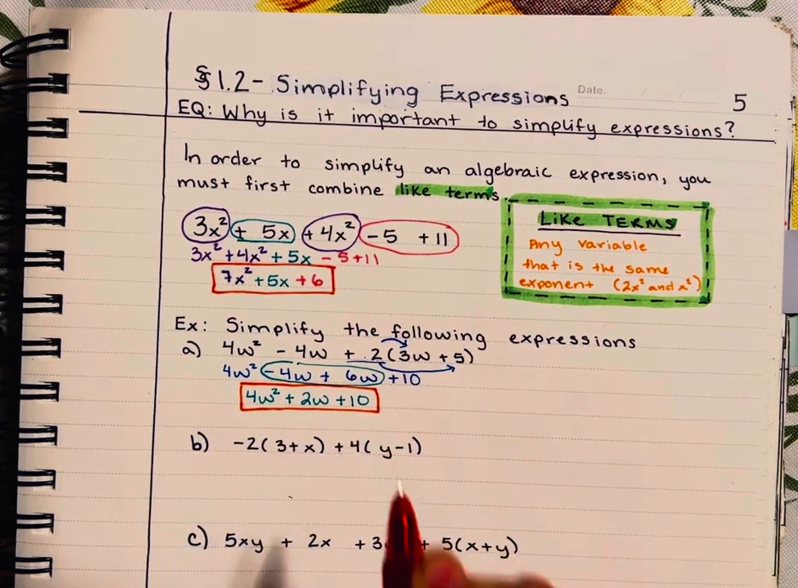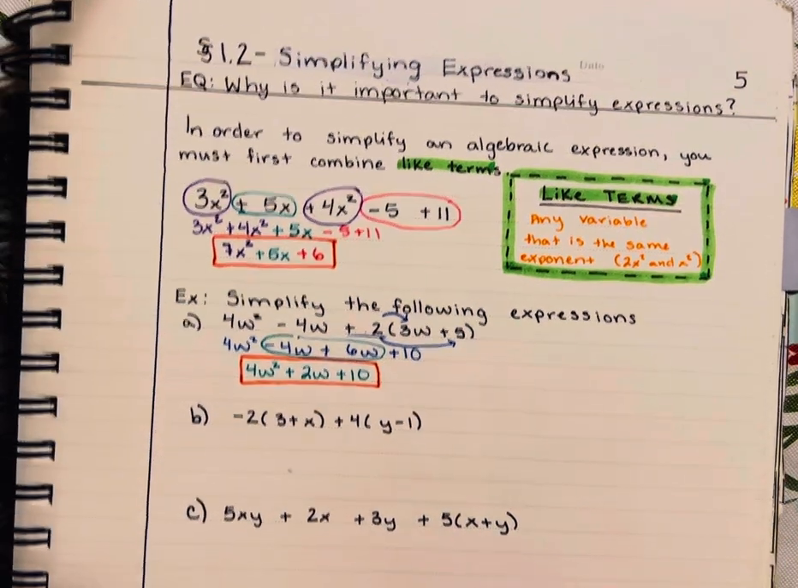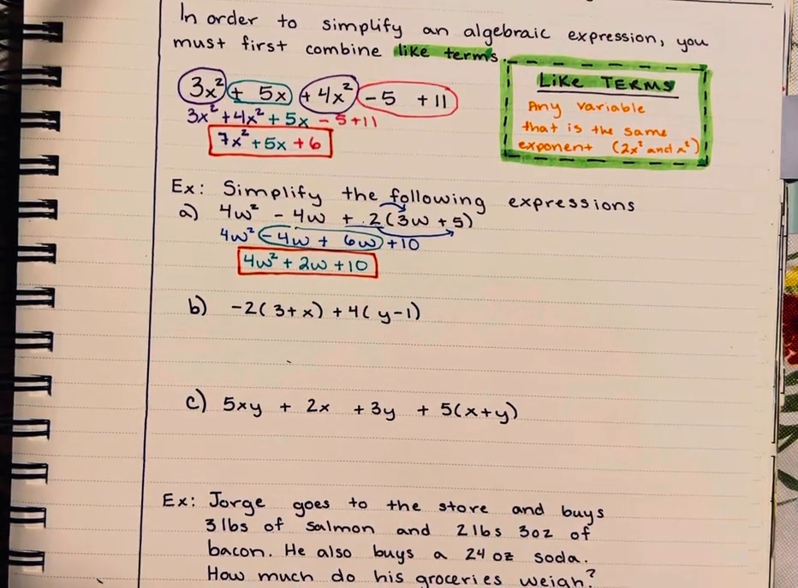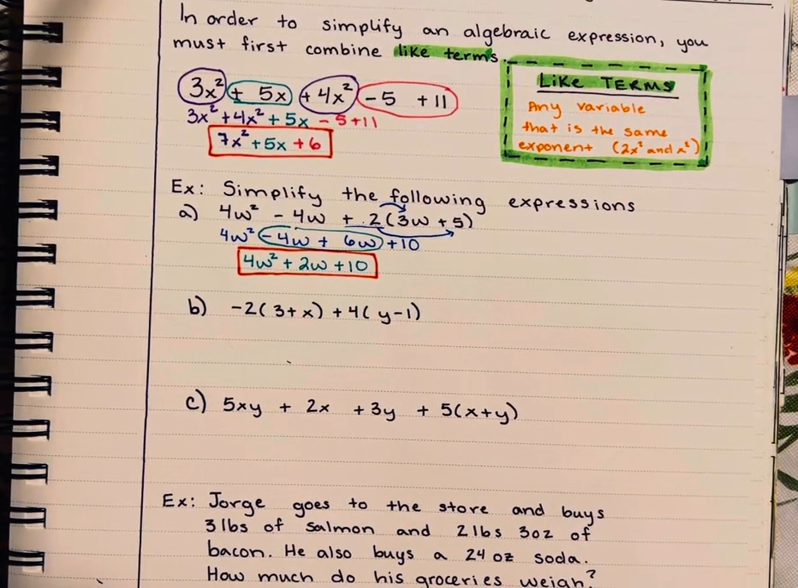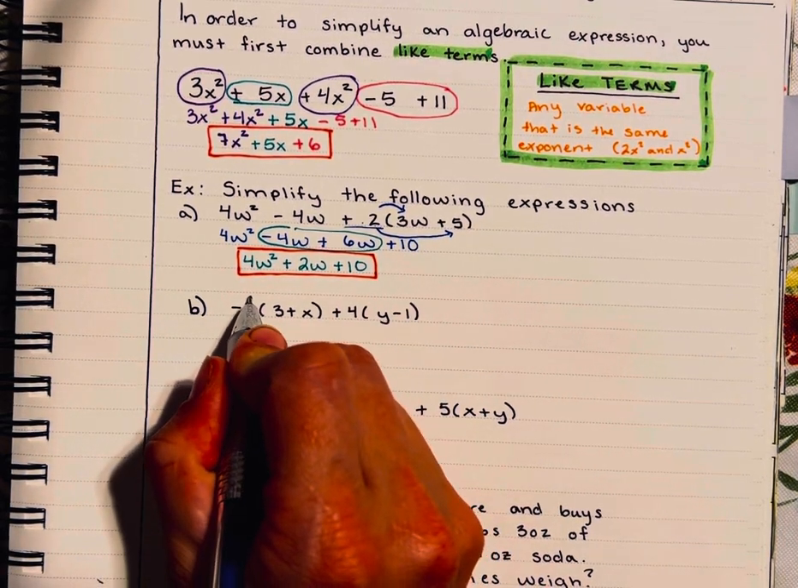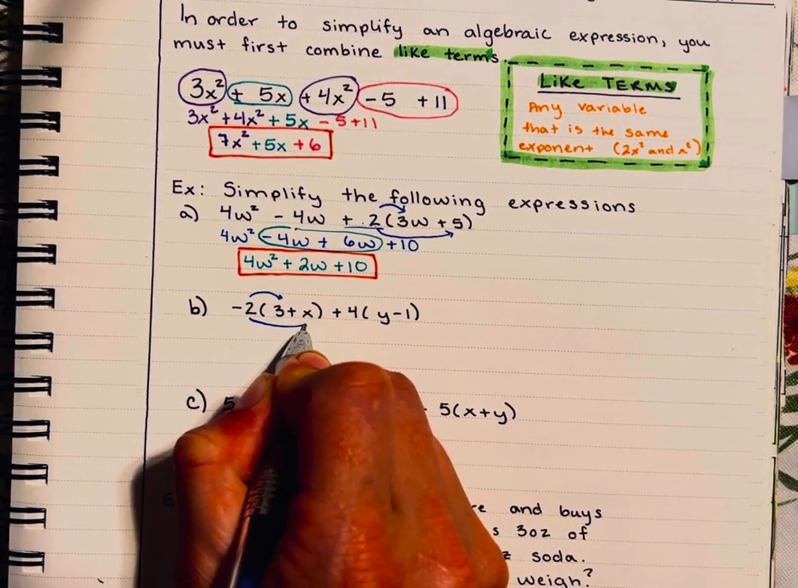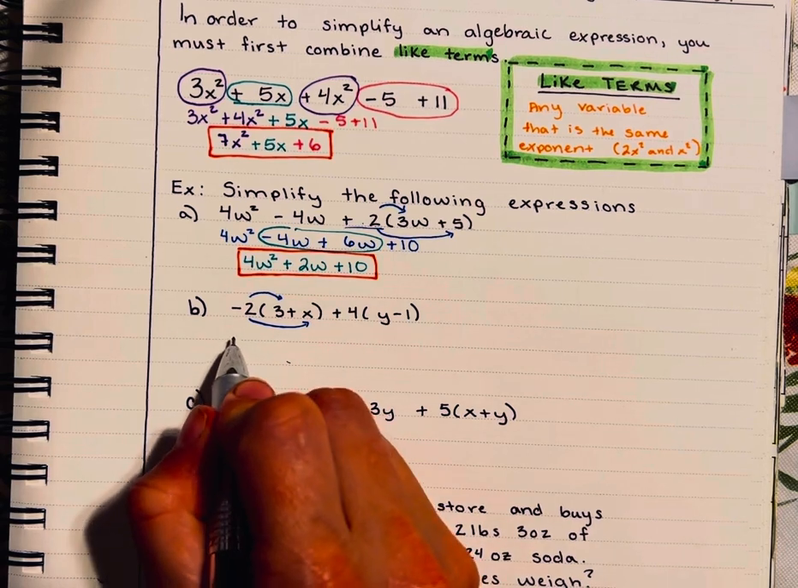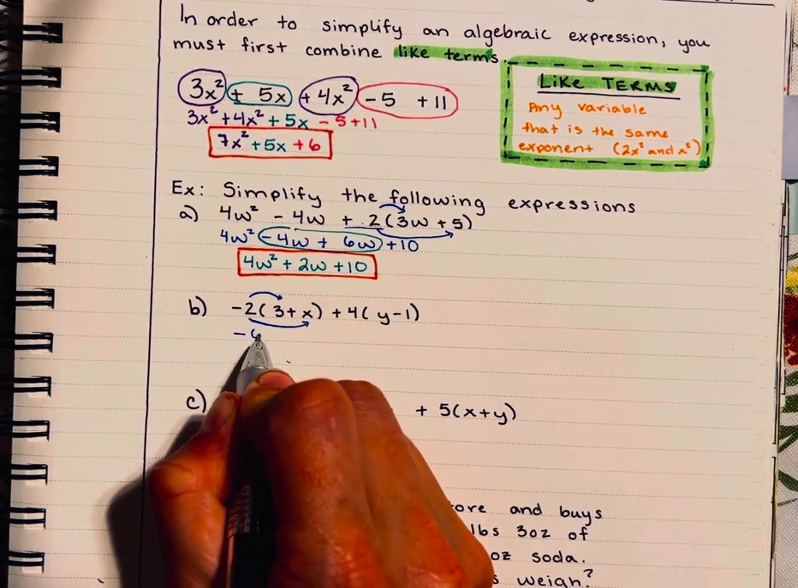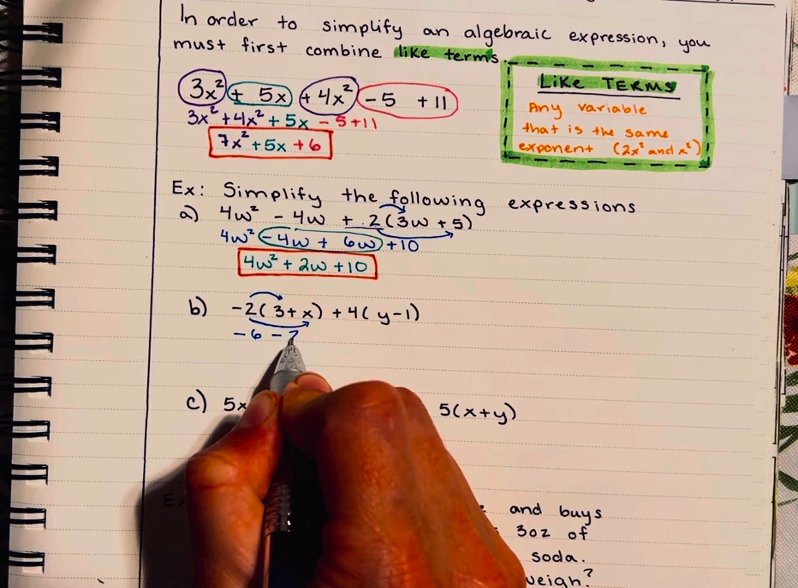Okay, scooching it up. We're still simplifying expressions. So in this one, I have another problem where I'm going to need to distribute. So I'm going to need to do some more math rainbows. In this case, I'm multiplying -2 into the parentheses. I'm multiplying it to 3, and I'm multiplying to 6. And when I do that, I'm going to get -6 minus 2x.